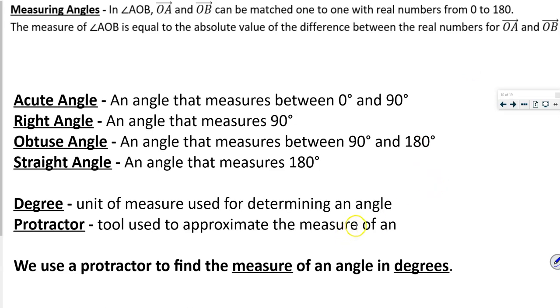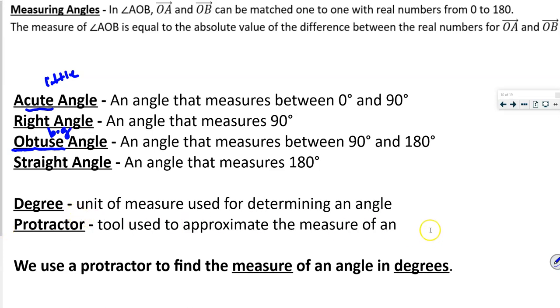An acute angle is an angle that measures between 0 and 90. You guys should already know these definitions. A right angle is an angle that measures 90. An obtuse angle is an angle that measures between 90 and 180. And a straight angle measures 180 degrees. Now, the way I remember this is, acute, I think cute, I think little, right? And obtuse, I think obese, so I think big. Okay, that's the way I keep it.